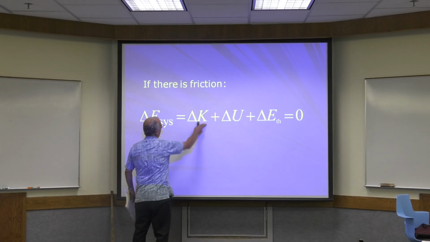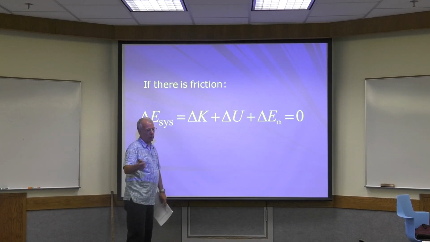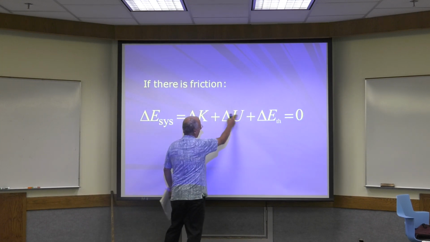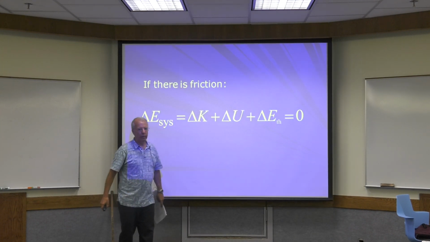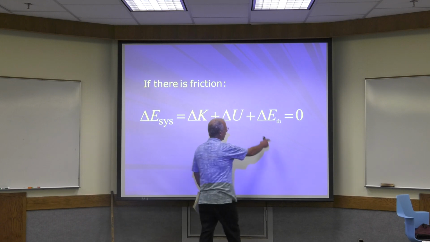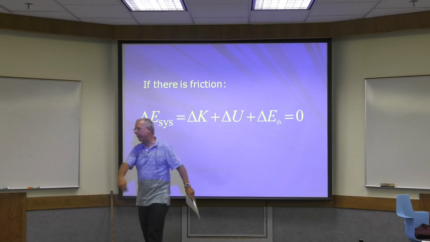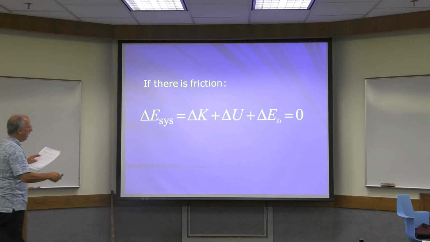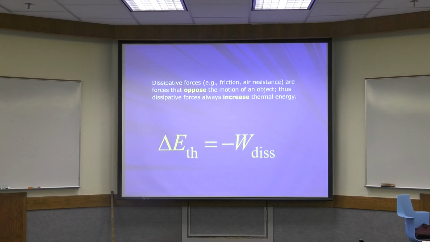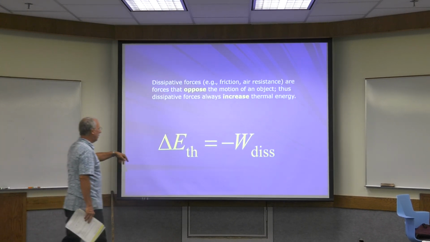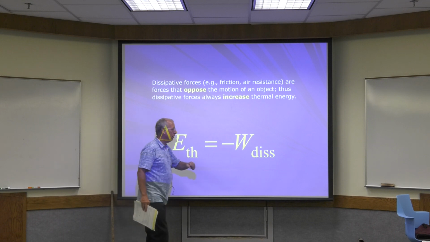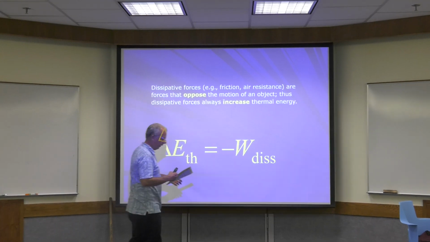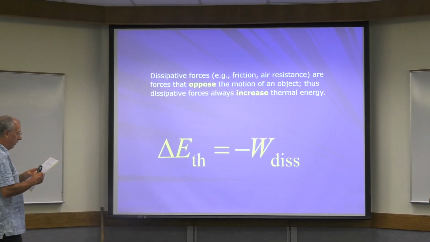We know how to calculate that, just 1/2 mv squared or p squared over 2m. We know how to calculate the minus W interaction. How do we calculate that? Well, we learned that last chapter, remember? Delta E therm equals minus W dissipative, like friction or something like that. So that's how we do it.